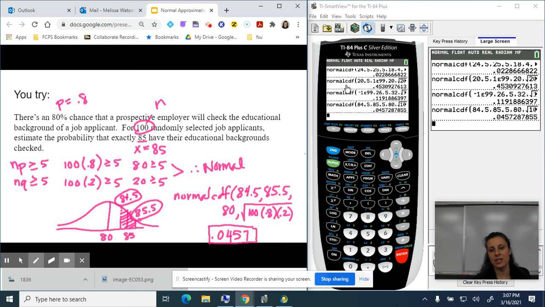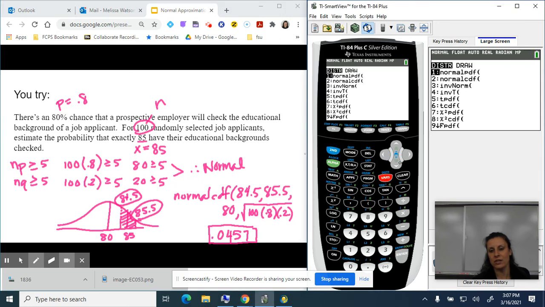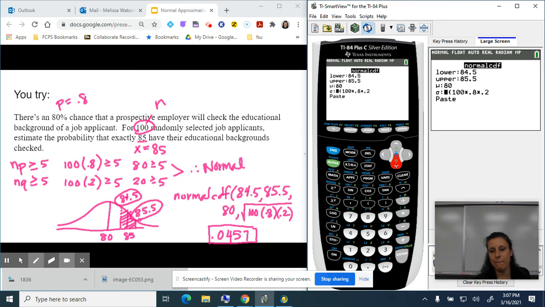You can see the calculator function there, and actually I'll show this screen as well, just in case it's a little bit easier to see what was typed in. And when we do that, we get 0.0457 as the probability, or 4.57% if I wanted to write it as a percentage.